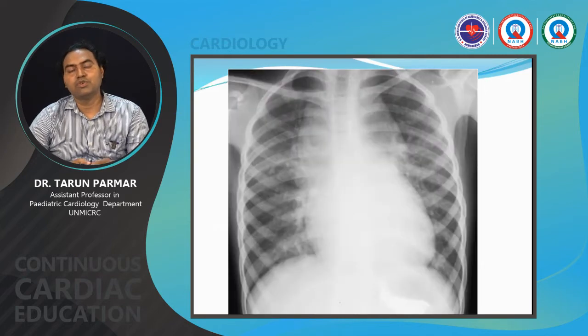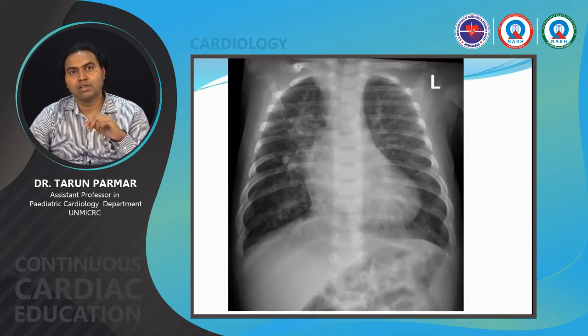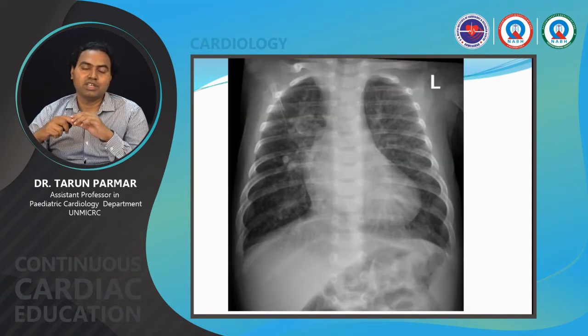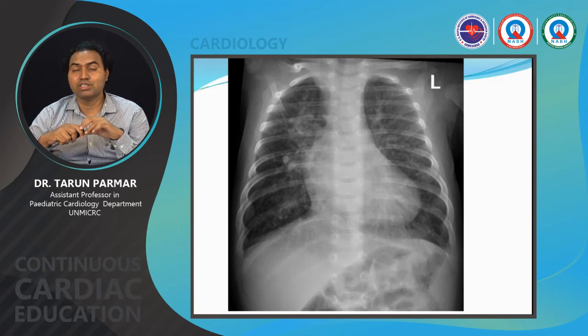In this X-ray you can see a snowstorm appearance. This is actually a TAPVC X-ray, with increased pulmonary blood flow and a figure of 8. In this X-ray you can see typically normal or increased QP and an egg-on-side appearance. This is a classic X-ray of a TGA patient.